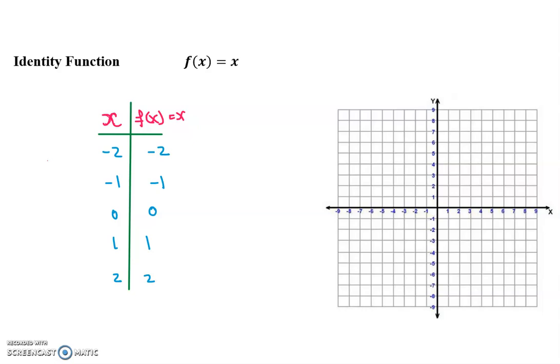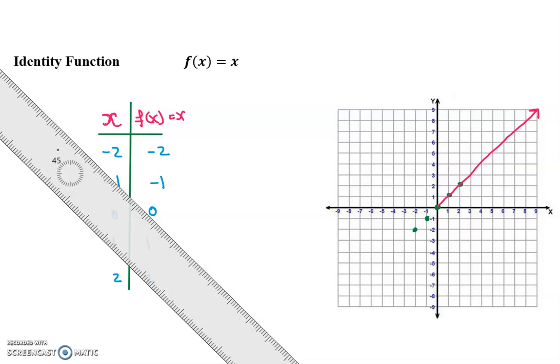So negative 2 and negative 2. Negative 1 and negative 1. 0, 0. 1, 1. And 2, 2. And if you continue, you'd have 100 and 100, 1,000 and 1,000, and so on. I'm going to try the ruler again, maybe it will work now. Kind of. Again, you need to use a ruler for that. This is f(x) equals x.